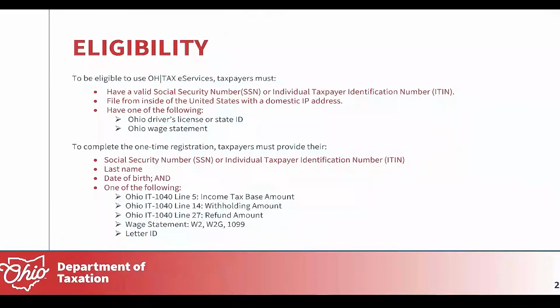To be eligible to use OH Tax e-Services, taxpayers must have a valid Social Security number or individual taxpayer identification number, file from inside of the United States with a domestic IP address, and have either a current Ohio driver's license or state ID or a wage statement. To complete your one-time registration for OH Tax e-Services, you will need to provide your SSN or ITIN, last name, date of birth, and one of the listed verification items.